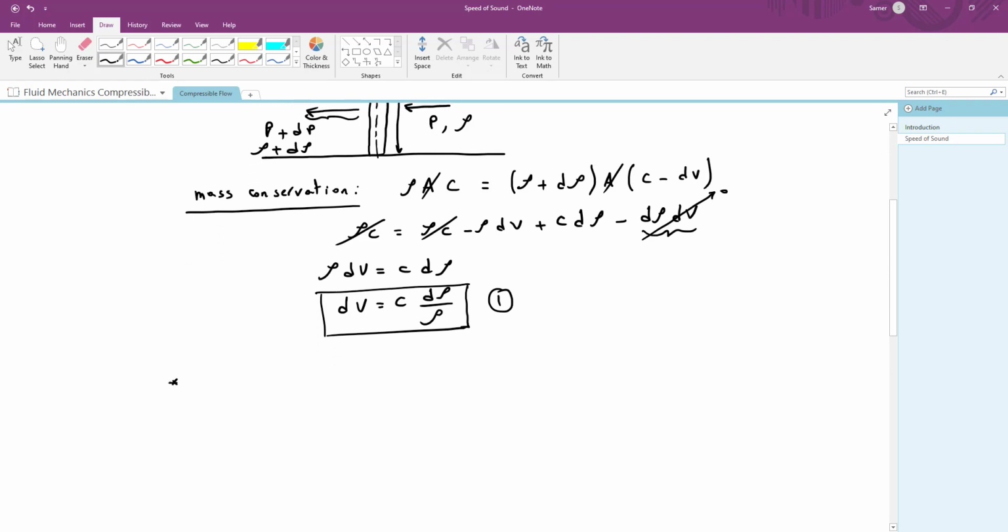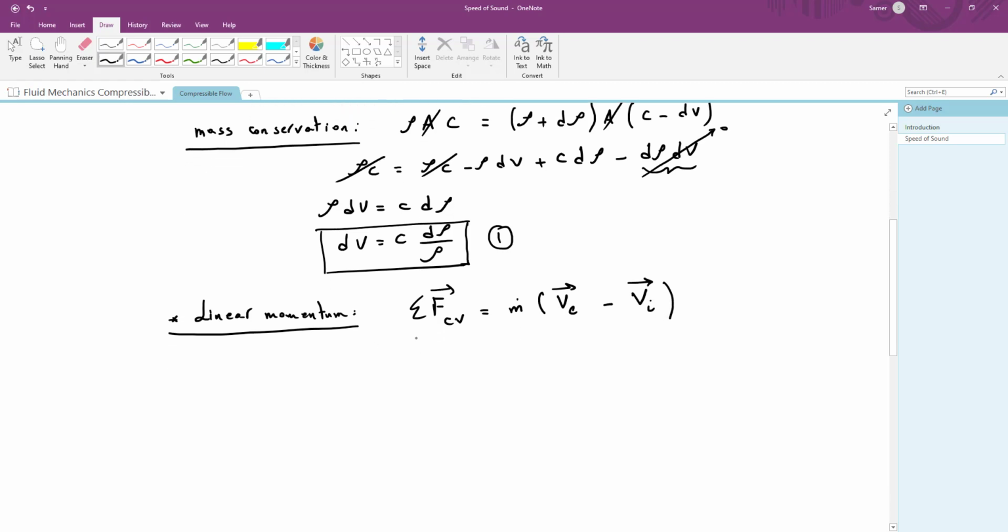Now we will apply next the linear momentum equation on this control volume. If you took any fluid mechanics courses, you know that the summation of forces acting on a control volume is equal to the mass flow rate multiplied by the exit velocity vector V_E minus the inlet velocity vector V_I.